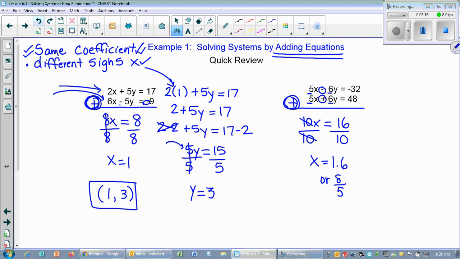So now we're going to go ahead and substitute the value for x into our first equation. I'm going to just use the 8/5. That's okay with everyone. If not, you may feel free at home to use 1.6. Either way, you will get the same answer.